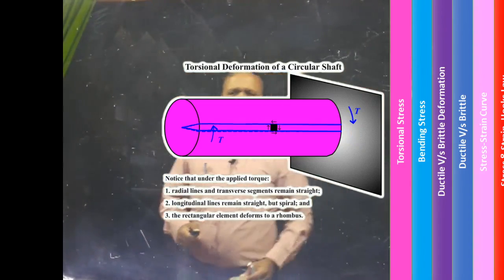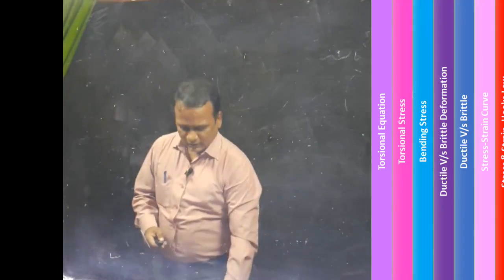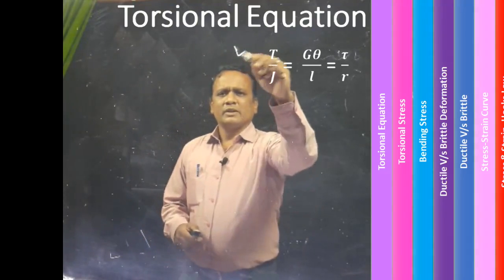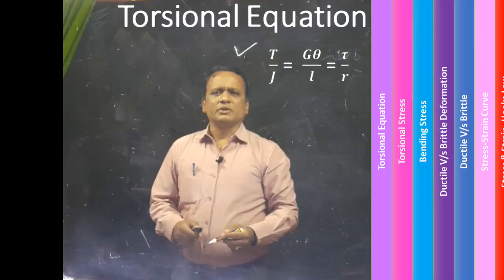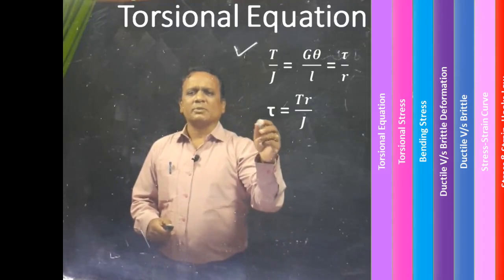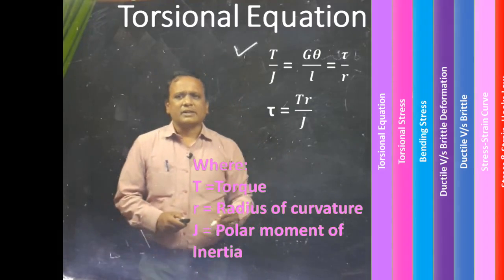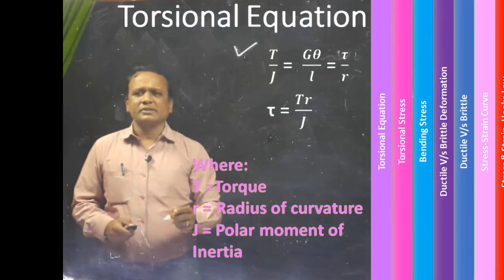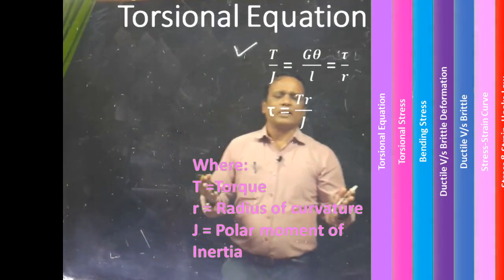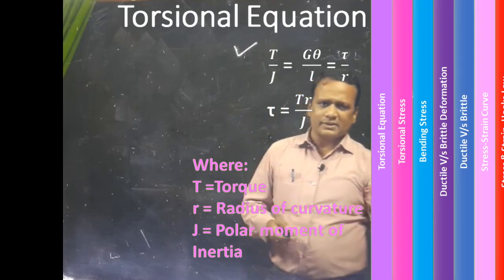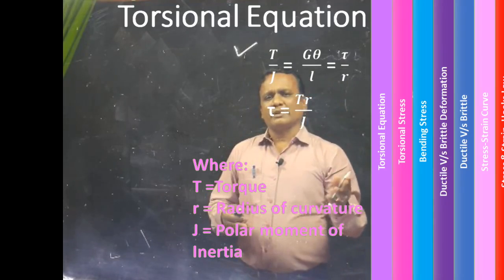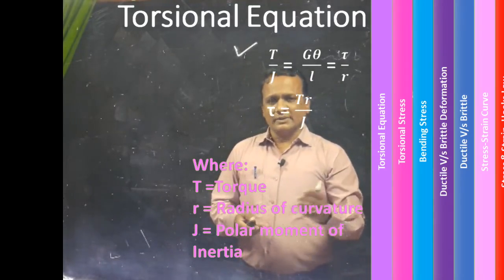The torsional equation would be T by J equals G theta by L equals tau by R, where tau would be the shear that happens due to the torsion. So it would be T R divided by J, where T is torque, R is radius, and J is the polar moment of inertia. So this is the basic concept of design of machine elements when it comes to stress, strain, bending, and torsion. In our next issue, we will go ahead with some more information regarding machine elements.